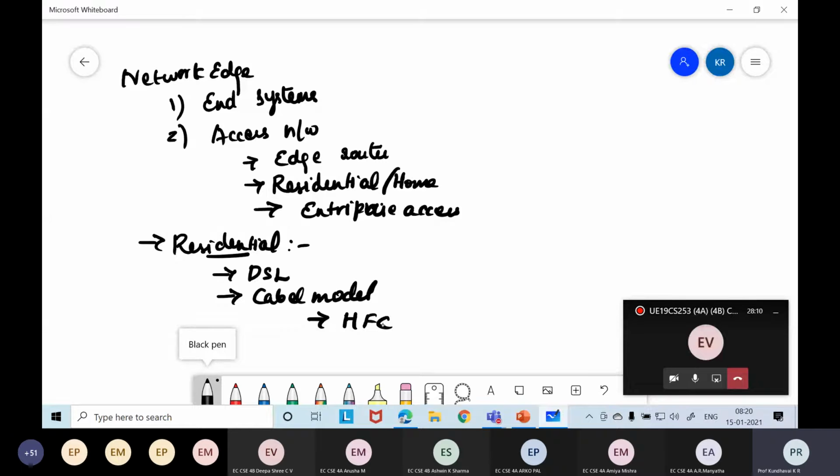So hybrid fiber coaxial. When it comes to a normal cable modem, it's just everything with normal coaxial. When it comes to hybrid, it is a mix of fiber optics and coaxial cable. So we are going to see fiber optics and coaxial cable in today's class. Don't worry about the physical medium. Just understand which physical mediums are used in which networks.